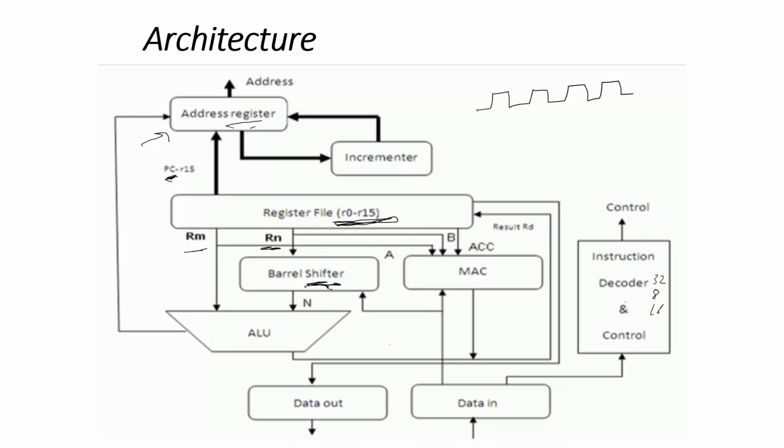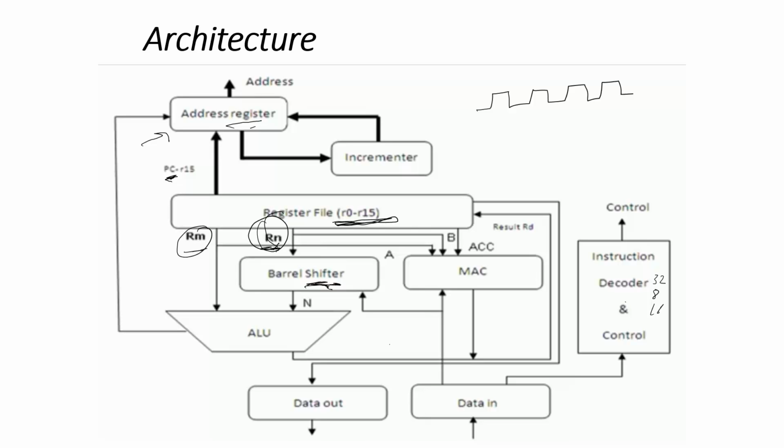After the instruction decoding, the values of the operands will come in two registers. The first one is RN and the second one is RM. These are the source registers. They will give the input to the arithmetic logic unit through the barrel shifter. As we have already discussed, the barrel shifter will perform the pre-processing.